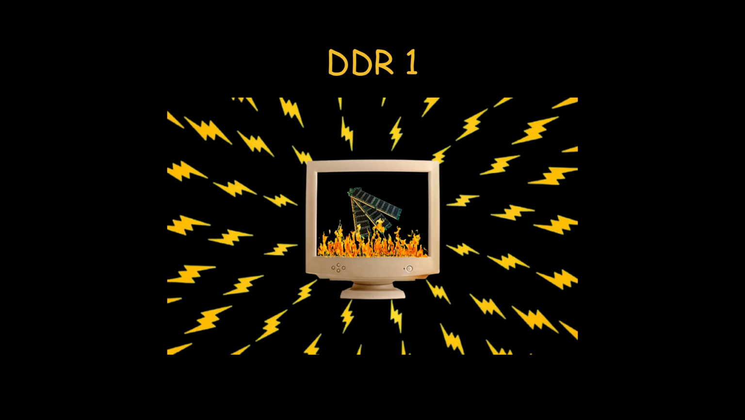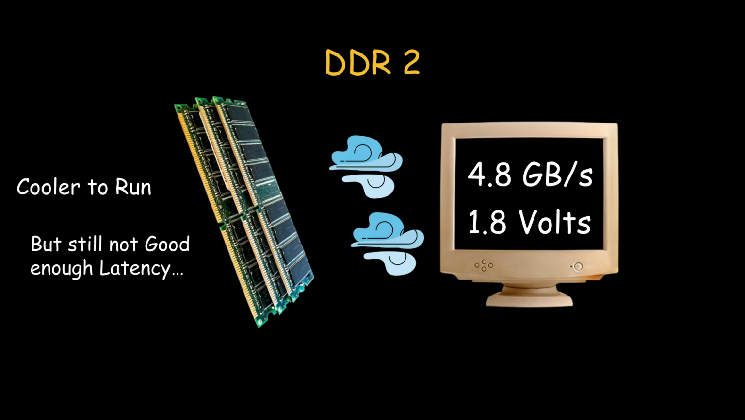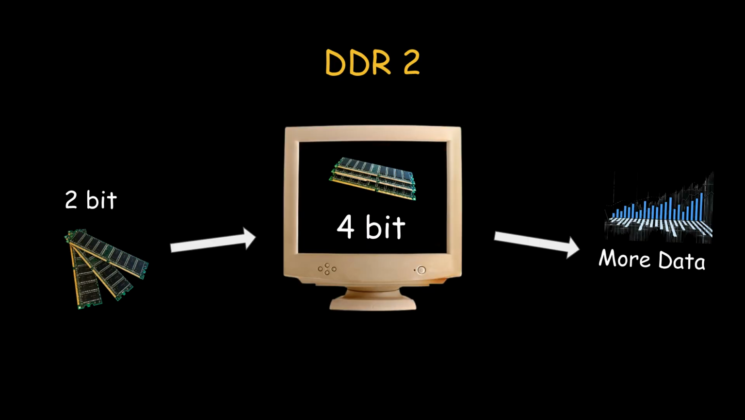Since safety wasn't a primary focus, DDR1 risked overheating without adequate cooling. It quickly became outdated as games demanded more memory speed. DDR2 came out in 2004, doubling the speed to 4.8 gigabytes per second and lowering the voltage to 1.8 volts. This made it more efficient and cooler to run, although latency was still an issue. DDR2 introduced a 4-bit prefetch buffer, allowing more data transfer per cycle compared to DDR1's 2-bit buffer.